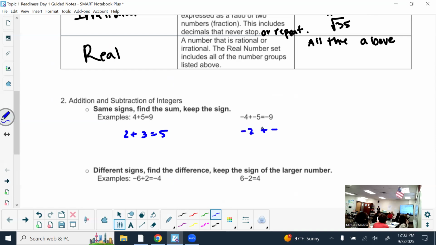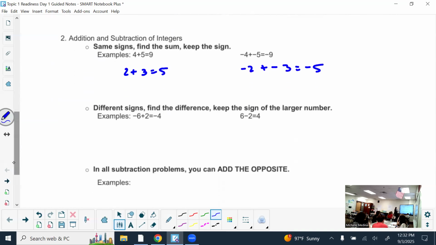So -2 plus -3 is what? Okay. Now for different signs, it just depends which is the larger number, what the sign will be. And you're finding the difference of the numbers. So almost ignore the negatives when I say find the difference. Like what's the difference between 6 and 2?